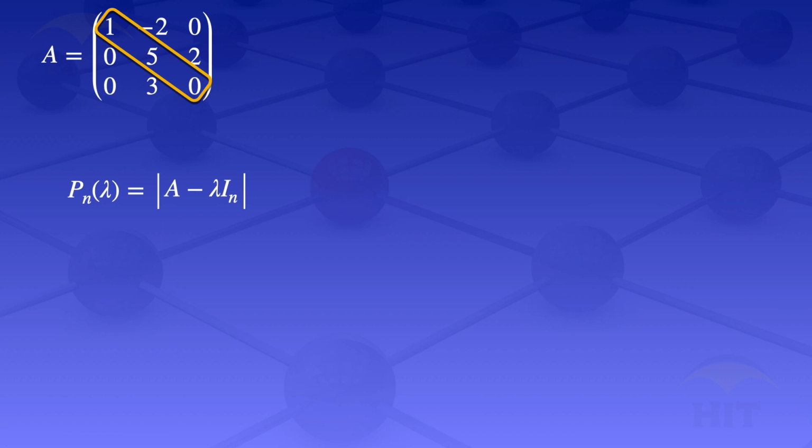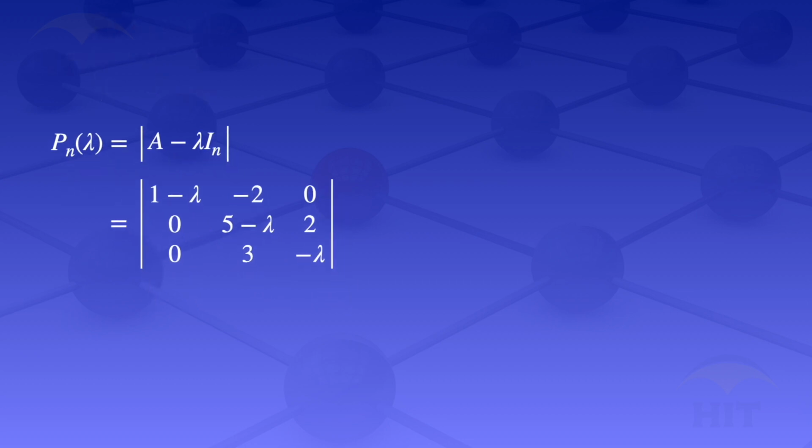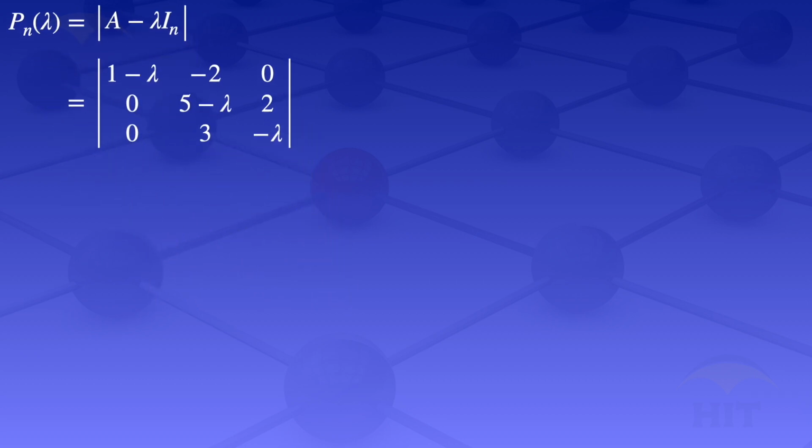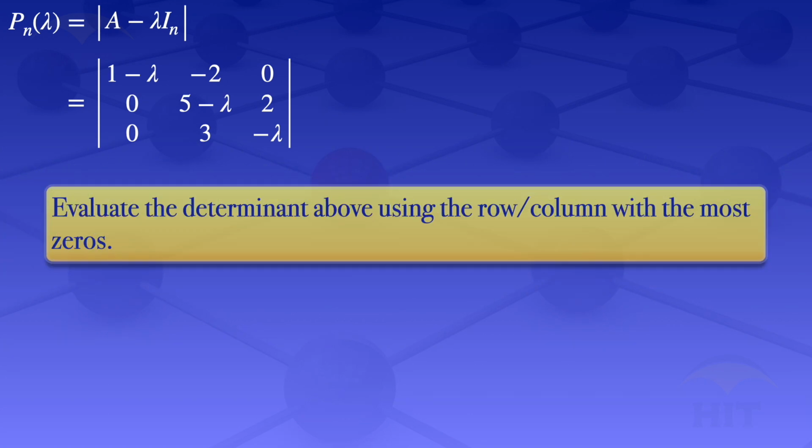So if we subtract lambda from those elements that I've highlighted, we would have the determinant of 1 minus lambda, minus 2, 0, 0, 5 minus lambda, 2, 0, 3, minus lambda. So that's our characteristic polynomial, that determinant. To evaluate that determinant, it is convenient to use the row or column with the most number of zeros. In this case, I will choose column number 1.